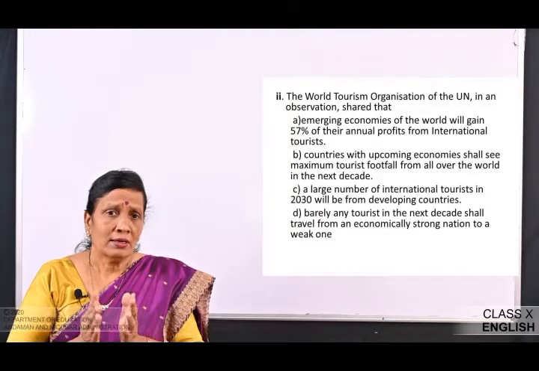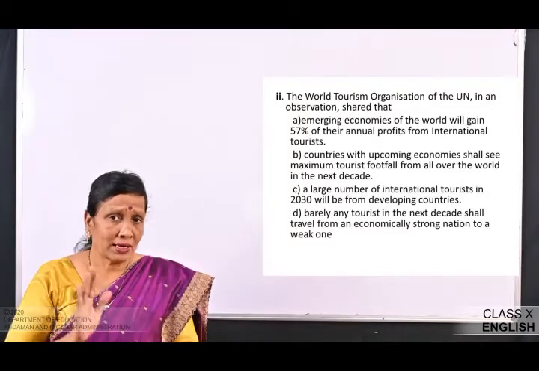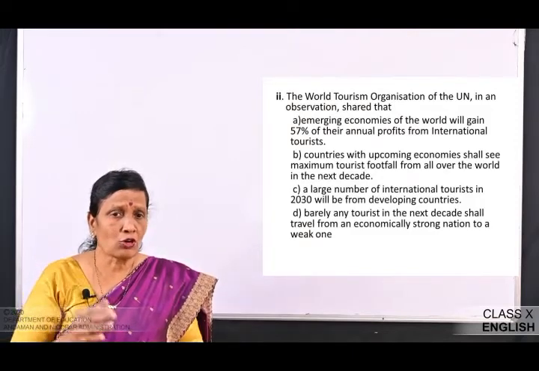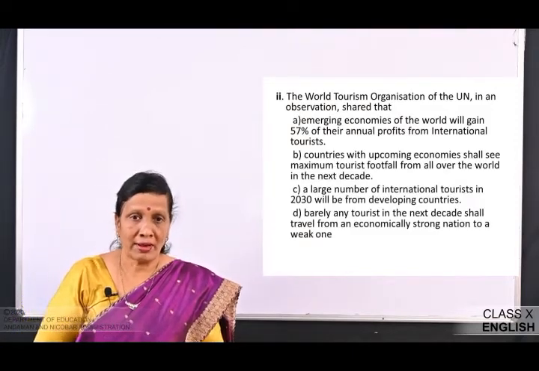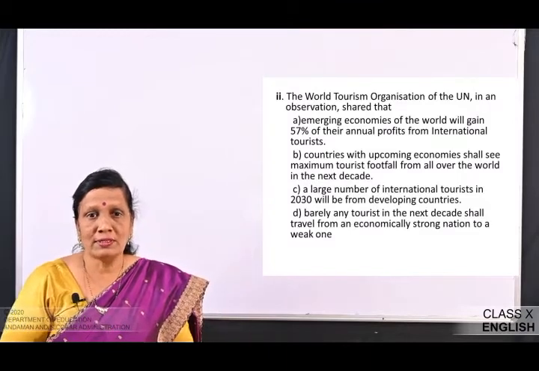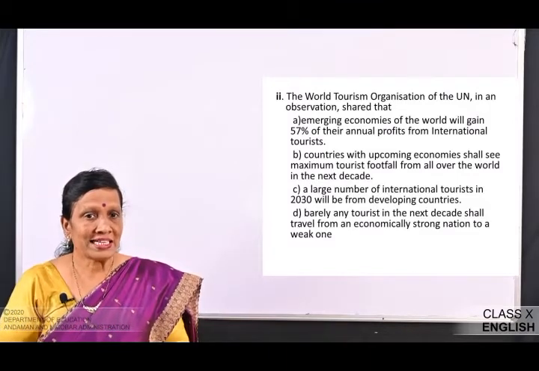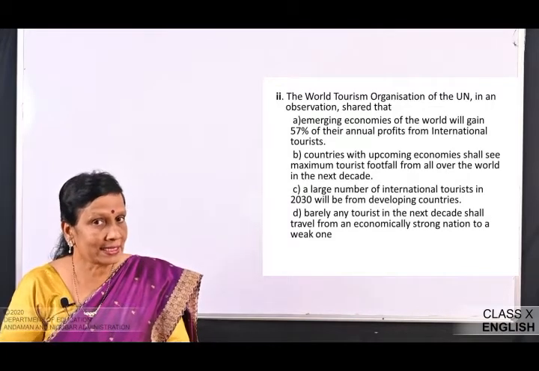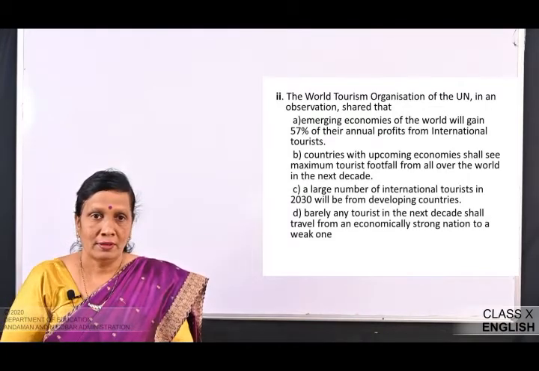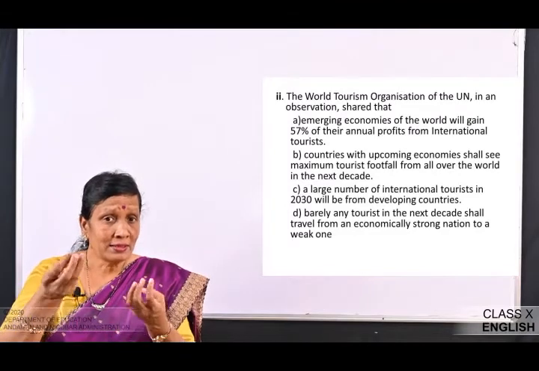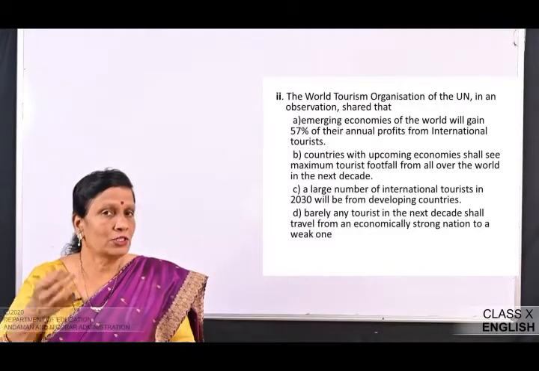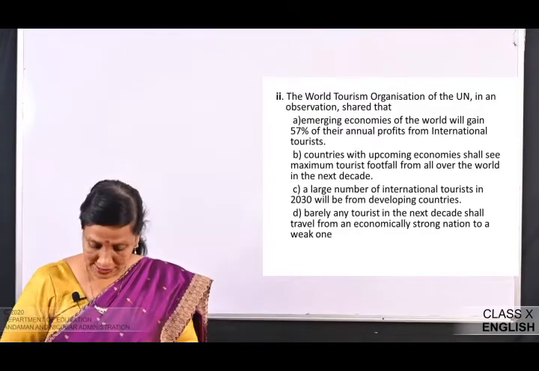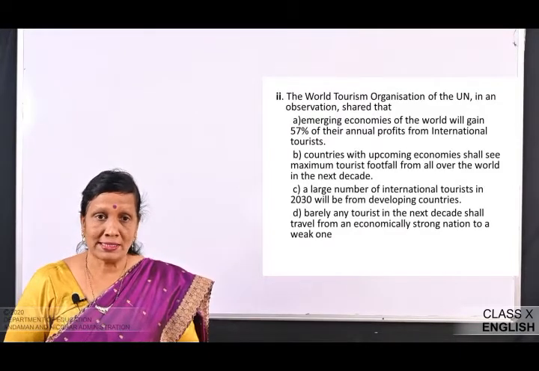So, children, in the passage, after reading it carefully, we would come to the conclusion that option B would be the right option. Countries with upcoming economies shall see maximum tourist footfall from all over the world in the next decade. So, I told you to answer questions of this kind, you need to read the passage very carefully, and you will find the answers from the passage.